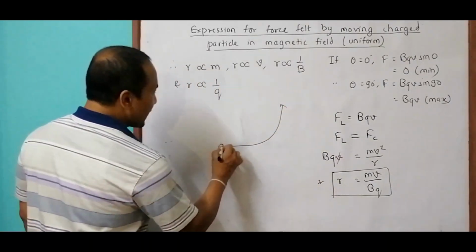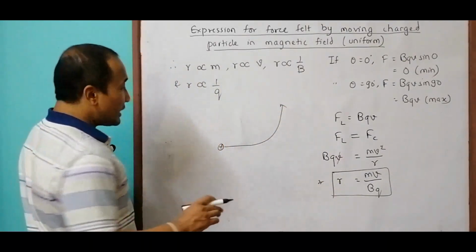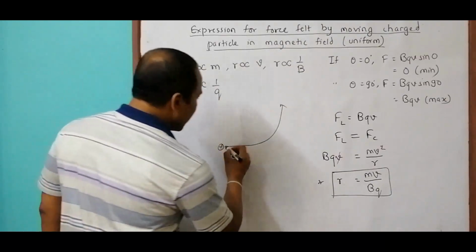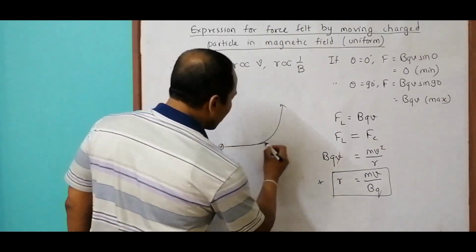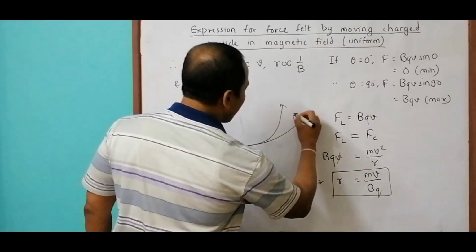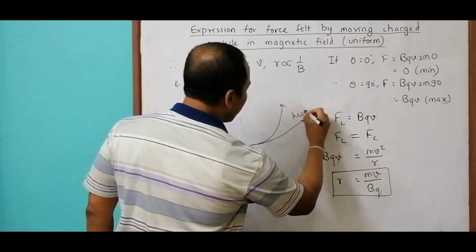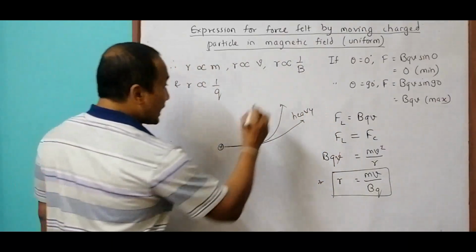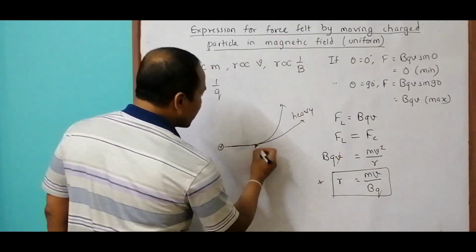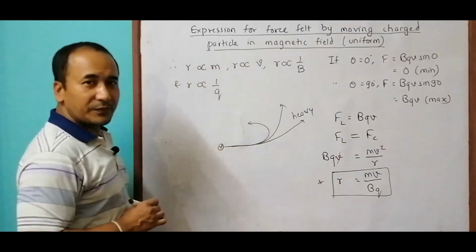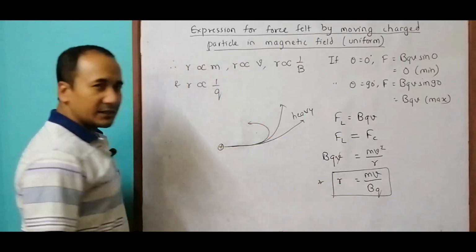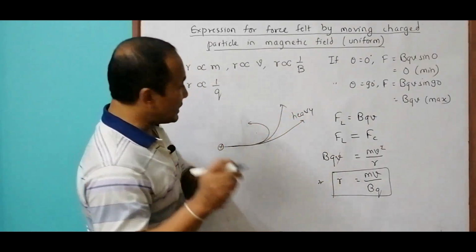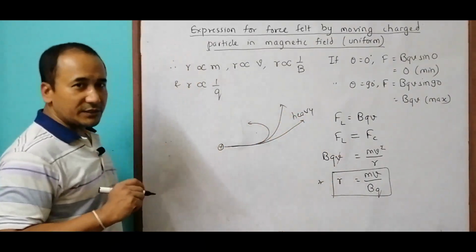If this thing is heavy, everything remaining the same, turning it would be difficult. So if it is heavy, it will take a larger radius like this. This is for a heavy particle, and this radius is for a heavy particle. So if it happens, R is more. And if it is light, this force can turn it like this, so at that time the radius is less. So heavier or more mass means more radius, and less mass means less radius.